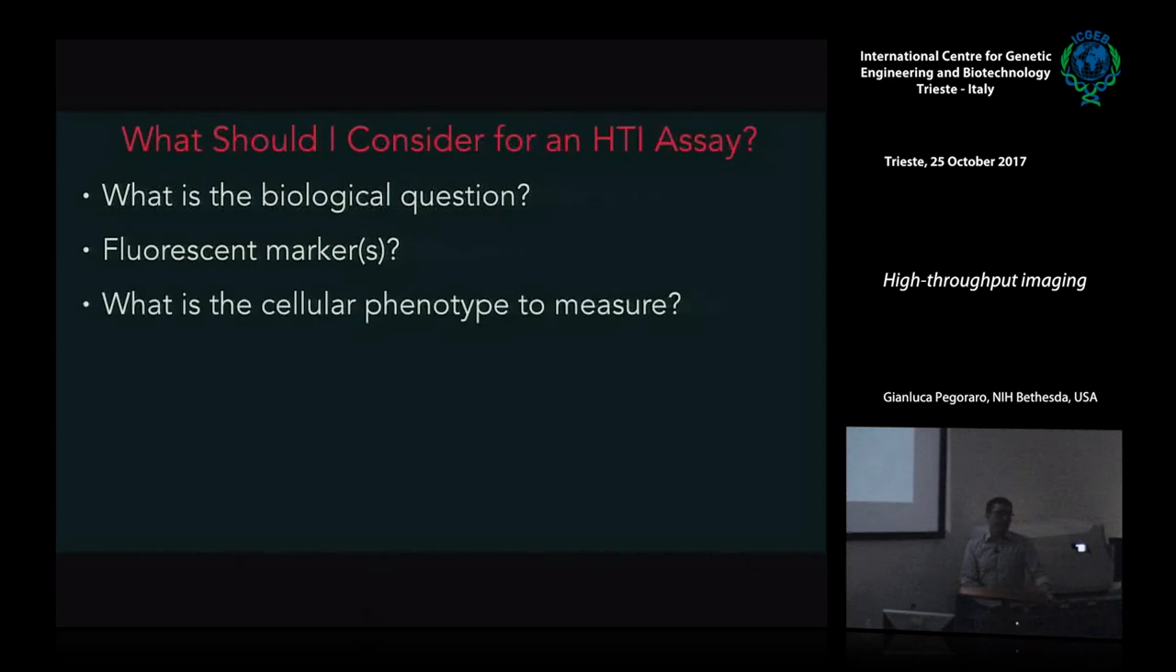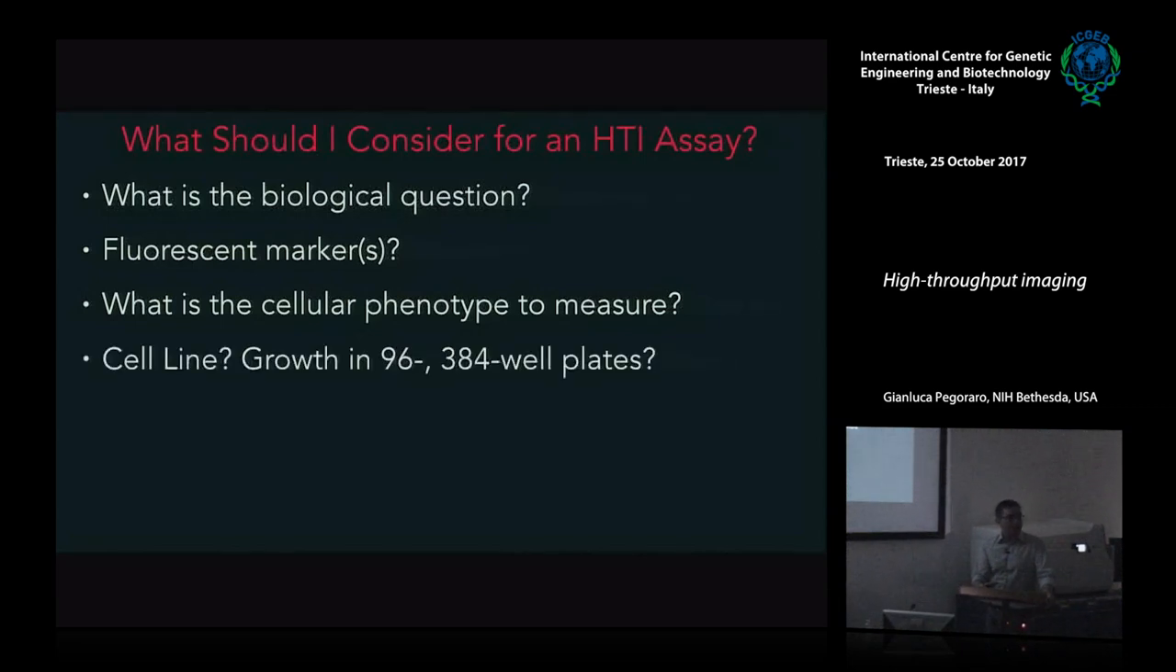What is the cellular phenotype that I want to measure with high-throughput imaging? Once I have the cellular marker, what am I measuring? Is this a change in fluorescence intensity? Is it a translocation from the cytoplasm to the nucleus? Is it the formation of spots? And so on and so forth.